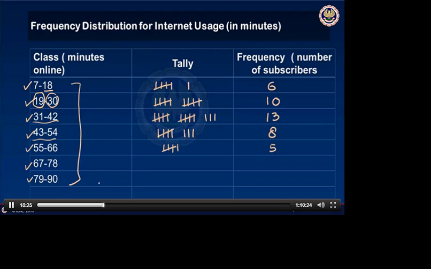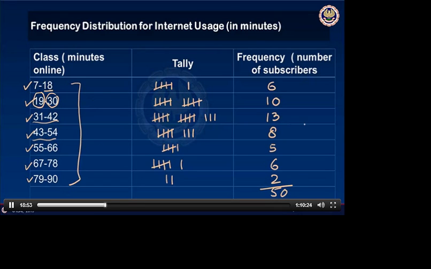And between 67 to 78, there were 6 subscribers. And between 79 to 90, there are only 2 subscribers who have browsed the net for 79 to 90 minutes. So there are 2. So altogether, when we total up, we get the count for all the 50 subscribers. So there are 50 subscribers who have used the net, for these very minutes.